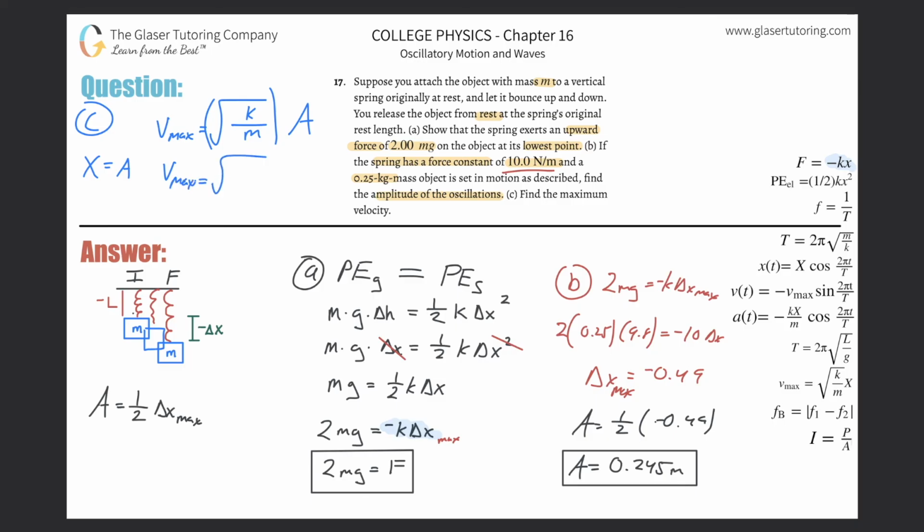So we have the square root of k, which they told us was 10, the mass was 0.25, and the amplitude we found was 0.245. And voila. Let's do it. So square root of 10 divided by 0.25, and then take that answer and multiply it by 0.245, and we get a value of about 1.55, considering rounding, in meters per second. And that's the max velocity that this thing can obtain. And that's it, ladies and gentlemen.